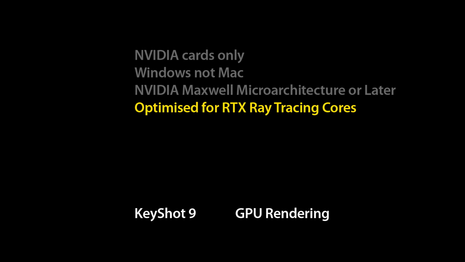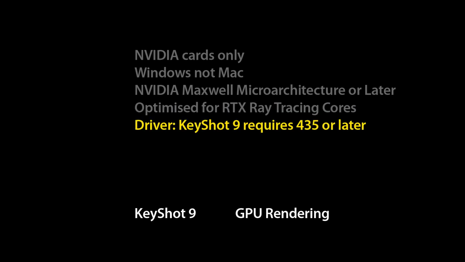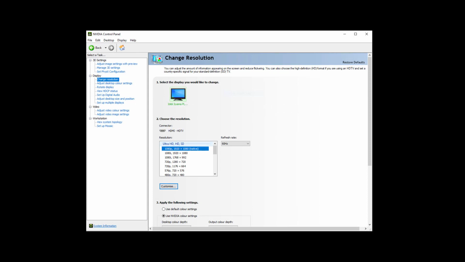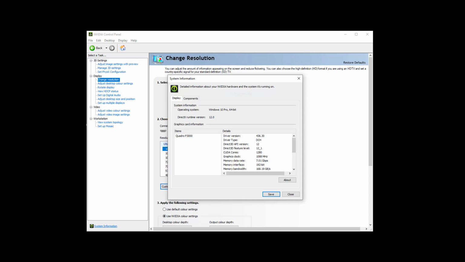Before we do this, the last important step is the NVIDIA driver requirement. KeyShot requires driver version 435 or upwards. To find out what graphics driver you have, you can right-click on your Windows desktop and open the NVIDIA control panel. If you then click on System Information, you'll see both the driver version and the type. If you have a more recent Windows 10 installation, then you may require a DCH driver rather than a standard driver. Both versions are available.